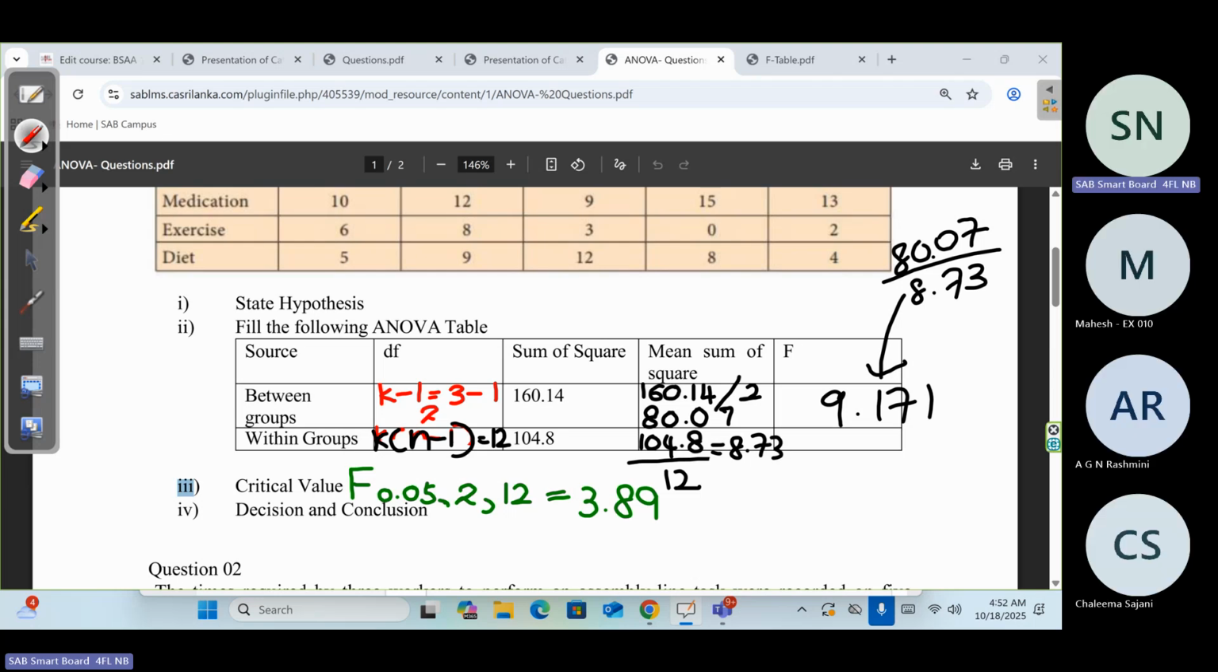H naught is rejected or not rejected? Here critical value is 3.89. Our calculated value is 9.17. H naught is rejected. Why? Our calculated value is greater than the critical value. Critical value is 3.8, calculated value 9.171. It's greater than the critical value. Okay, then write down the decision.